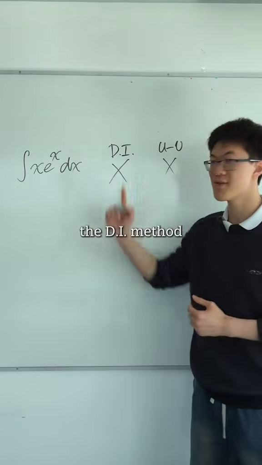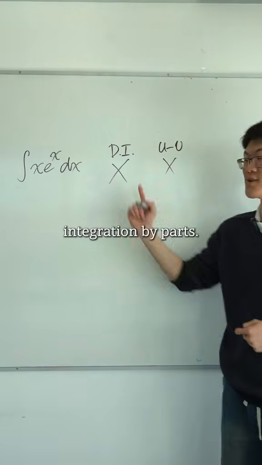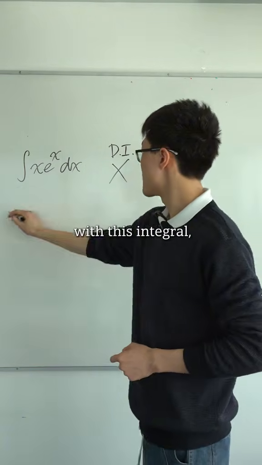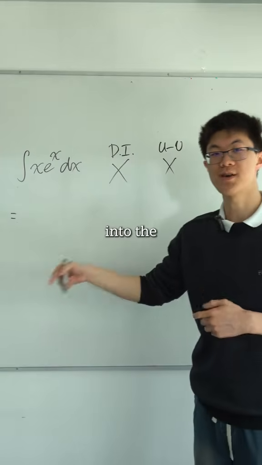Stop using the DI method or the UV substitution method to do integration by parts. Let me show you a better way to do this using implicit substitution. So with this integral, we are going to put it into the by parts formula.